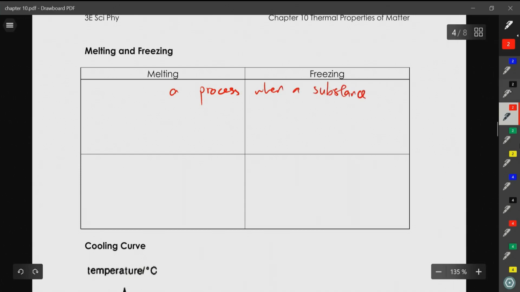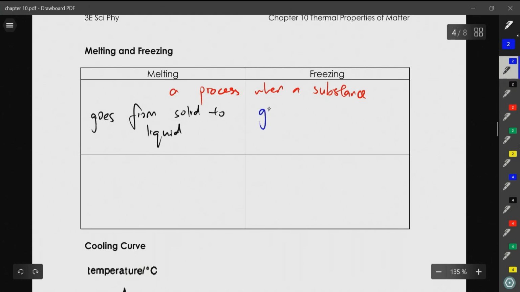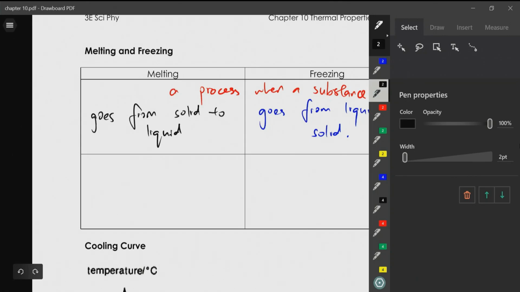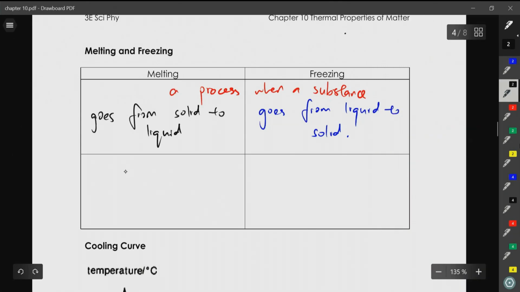Okay, so melting goes from solid to liquid, while freezing is a process where it goes from liquid to solid. All right, and for pure water, melting occurs at 0 degrees Celsius, and it's the same for freezing as well.